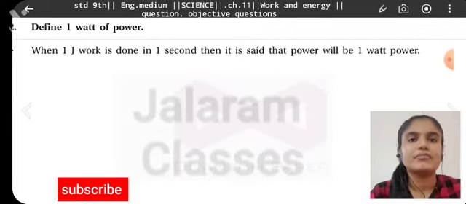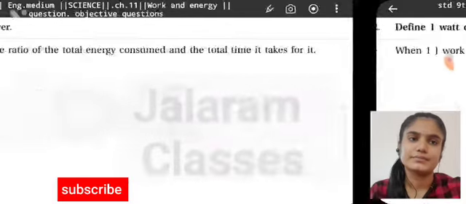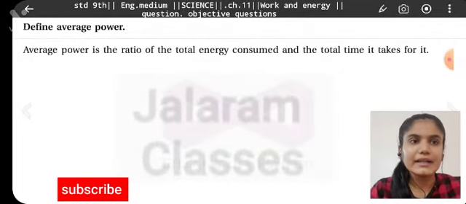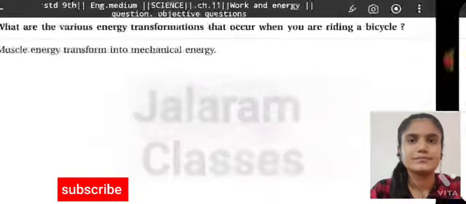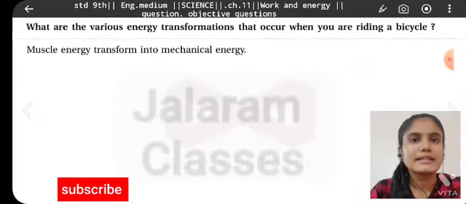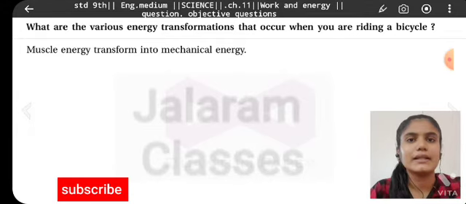Define 1 watt of power. When 1 joule work is done in 1 second, then it is said that the power is 1 watt. Define average power. Average power is the ratio of total energy consumed to the total time it takes. What are the various energy transformations that occur when you are riding a bicycle? Muscle energy transforms into mechanical energy.